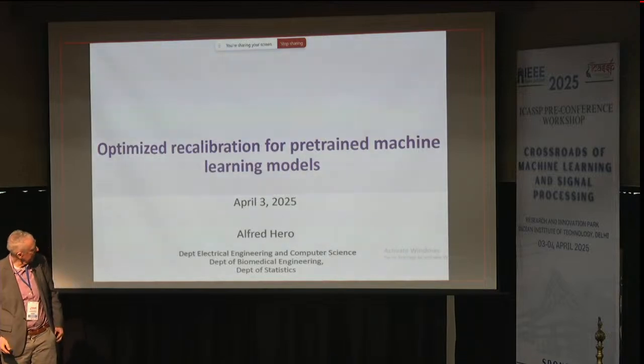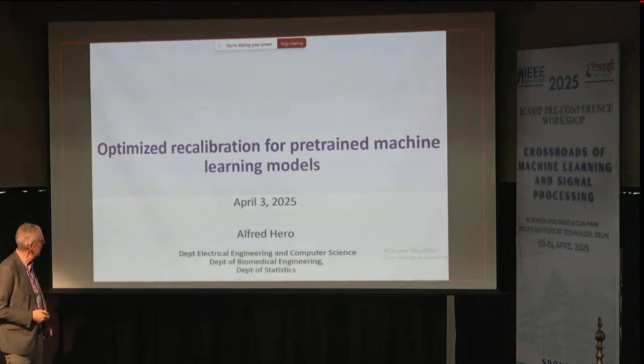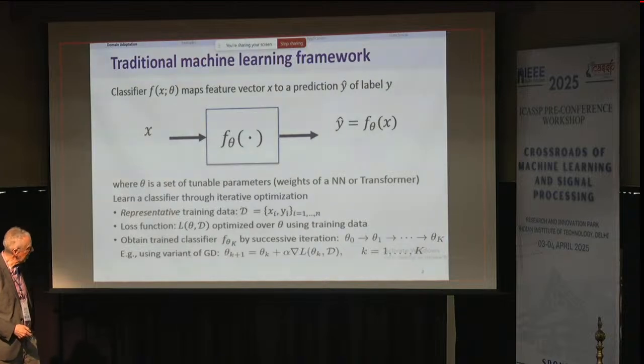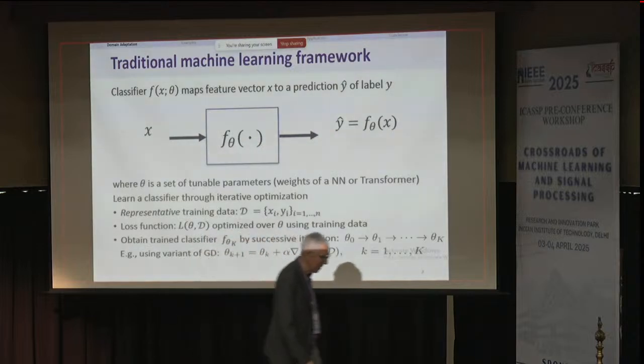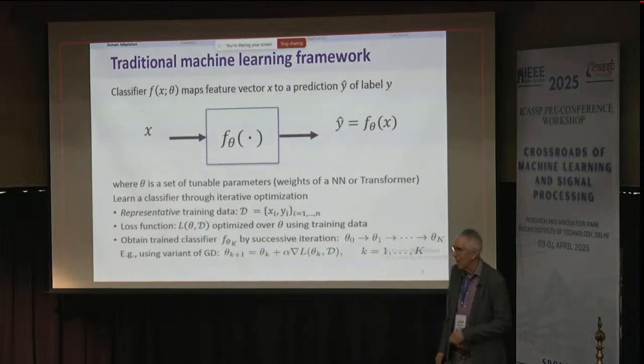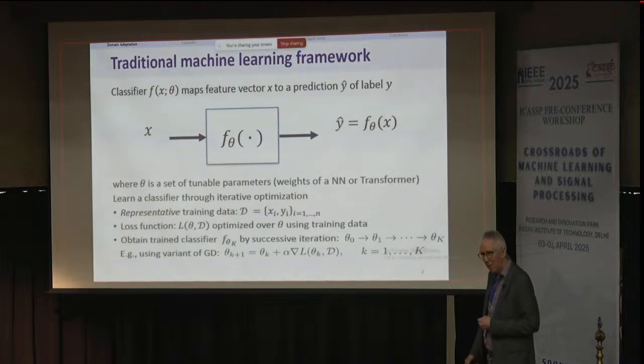All right, so let me get started then. This is optimized recalibration for pre-trained machine learning. As a contrast, and to set notation a little bit, this was the traditional machine learning framework up until a couple of years ago, where you have a classifier, a function mapping f of theta. You know the mapping, you can adjust theta, you have access to training data that yields an output.